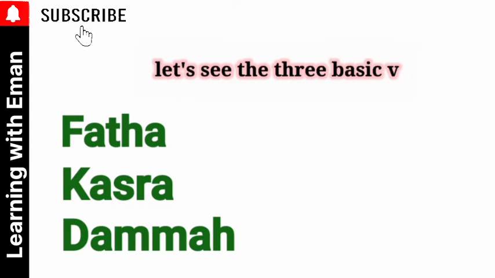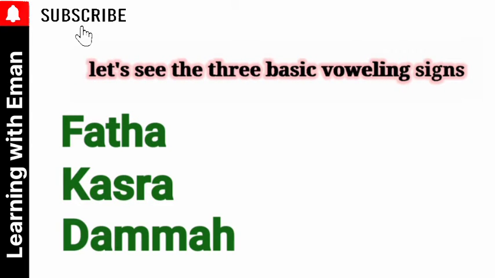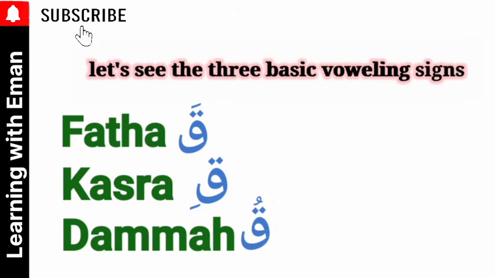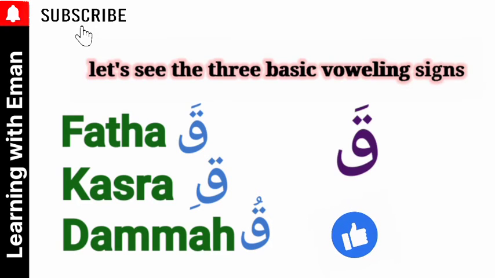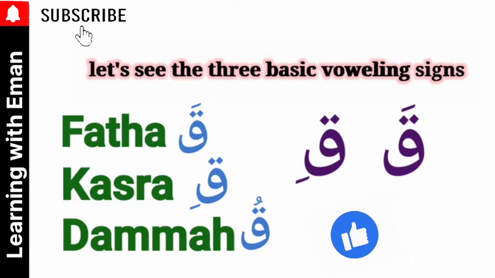Let's see the three basic voweling signs when used with Qaaf. First, here's the Fathah. The pronunciation now will be q. Next, this is a Kasra. The pronunciation now will be q. And finally, there's a Dammah, now pronounced as q. Listen again. q, q, q.